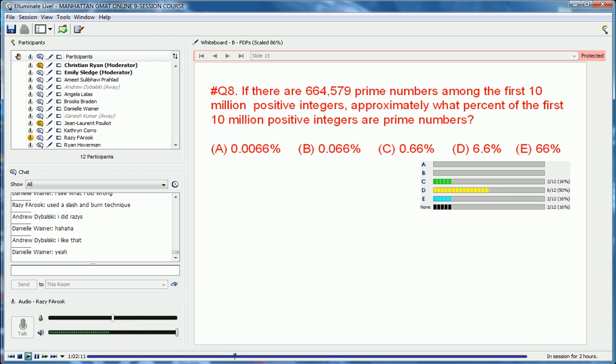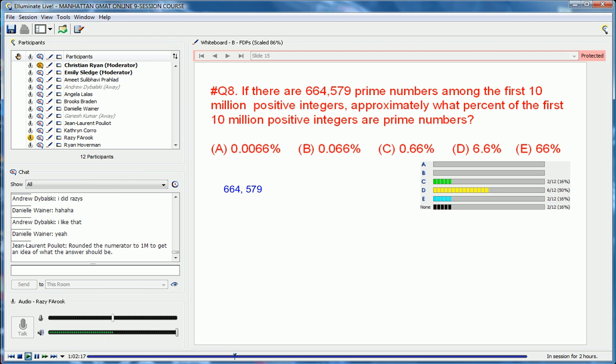I just wrote 664,579 over 10 million, and then just started slashing as many zeros as I could, and I ended up with 6 over 100, which is 0.06, because I could see all the answers were the same. So all I needed to get to was something like that. And since I got 6 over 100, that's around 6.6%. And that's answer D.